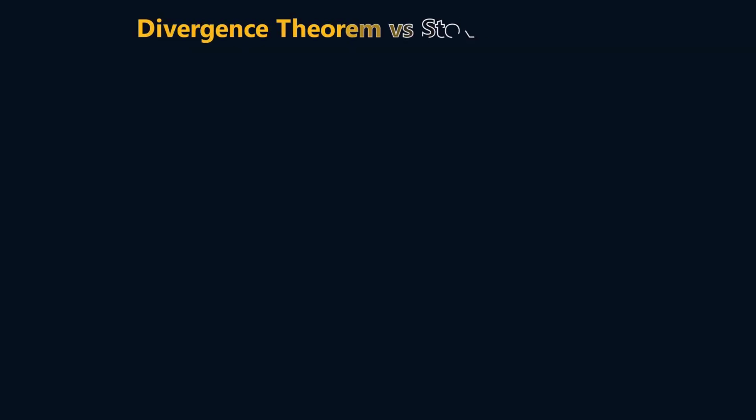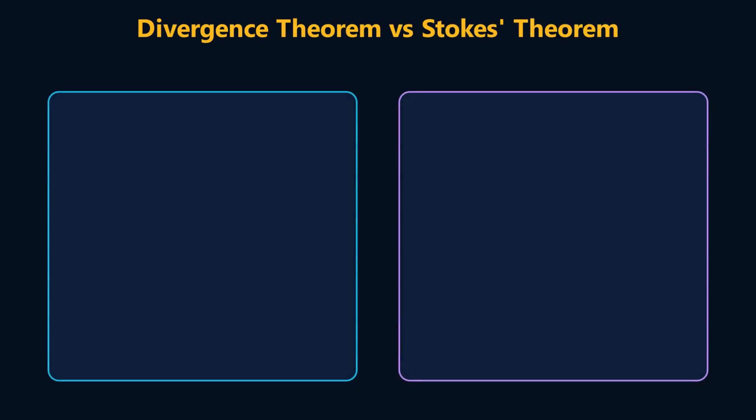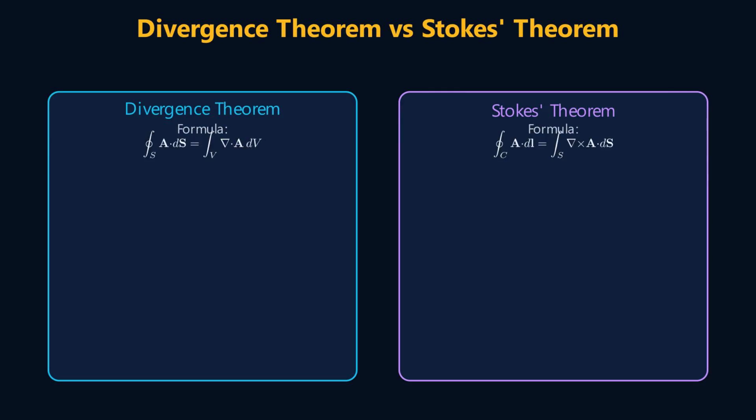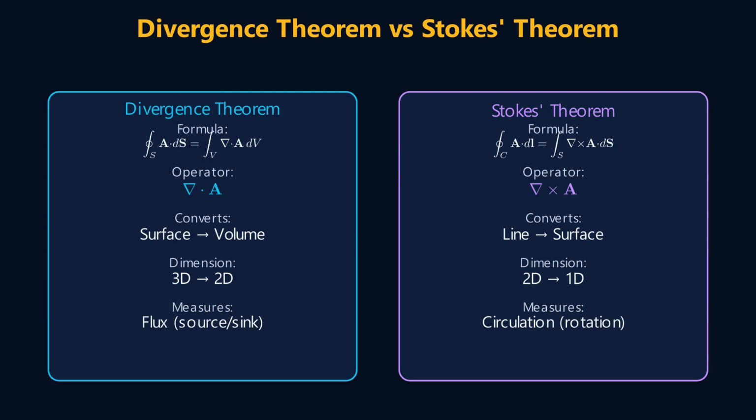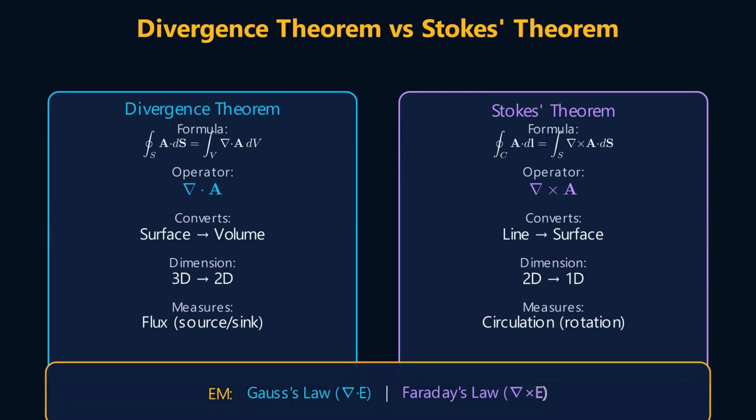Let us compare these two theorems side by side. The divergence theorem converts a closed surface integral into a volume integral. The operator is divergence, nabla dot A. It answers how much flows out of a closed surface. Stokes' theorem converts a closed line integral into a surface integral. The operator is curl, nabla cross A. It answers how much circulates around a closed curve.